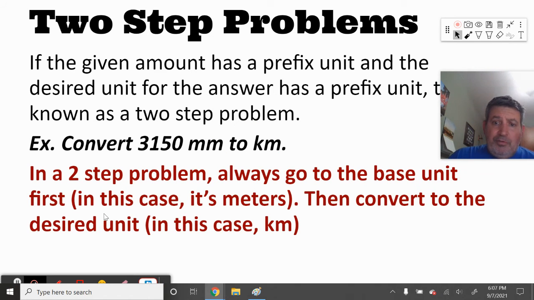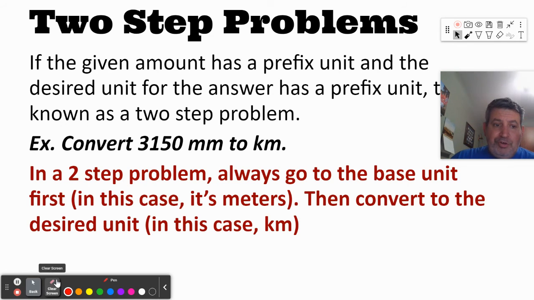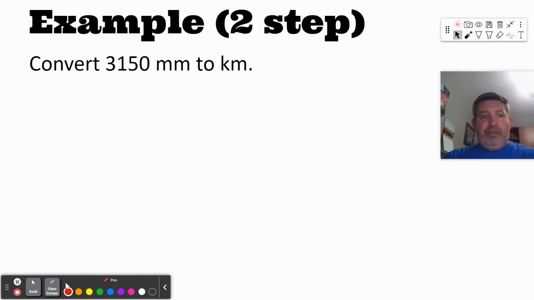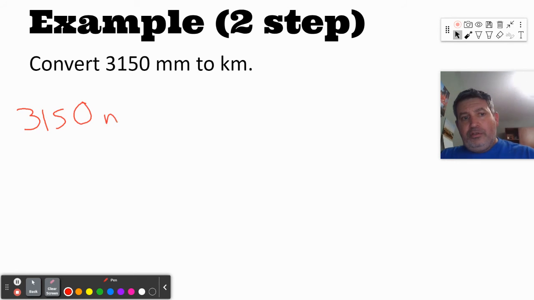It says in a 2-step problem, always go to the base unit first. In this case, it's meters, okay? Then convert to the desired unit, which would be kilometers. So let me show you this problem, and we'll look at it and do it together here. So step 1 is always put the given amount first. That's given. So millimeters there.